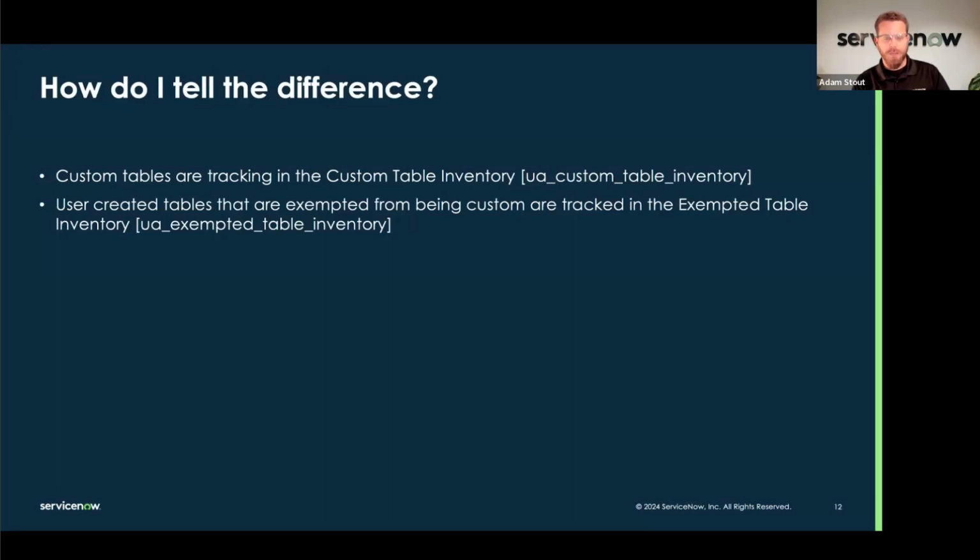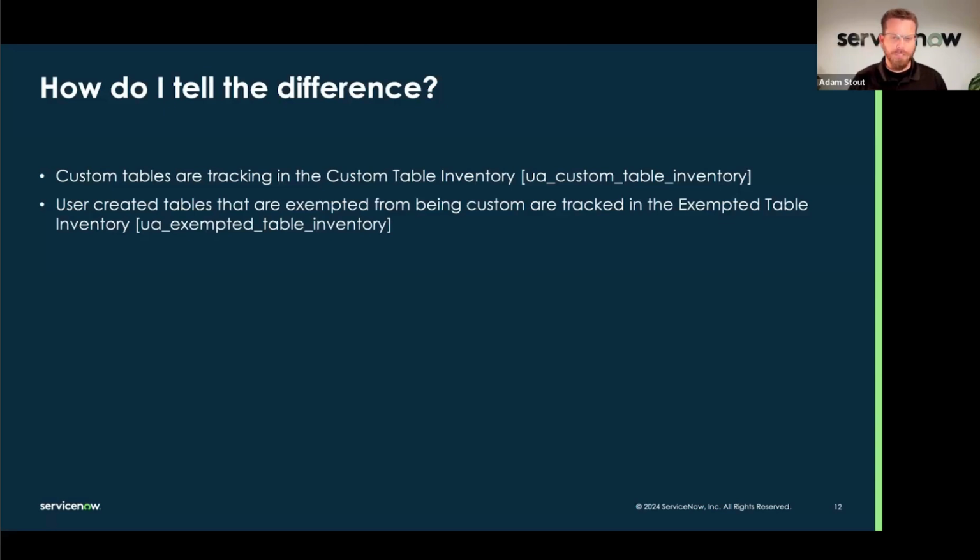There were some issues prior to Washington with out-of-the-box tables being detected as custom tables, and that depends on when they were installed. If you installed a plugin or store app in Vancouver, or when you were running Quebec, it might still be in your inventory. If you look at the UA custom table inventory and you see out-of-the-box tables in there, or a table that does not match what we're talking about today, please put a case in with support and we'll take a look at it. From Washington on, we shouldn't see any new out-of-the-box tables showing up in there, but if you see them, please put a case in. We will clean that up for you.